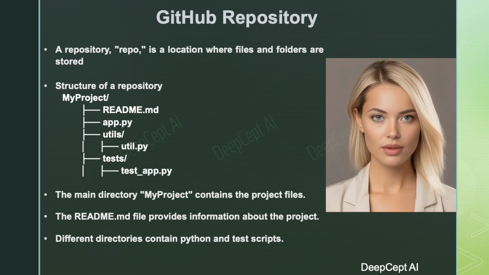The repository can have multiple branches, each representing a different line of development. For example, the main branch typically contains the stable version of the project, while feature branches may contain work in progress. The commits represent individual changes made to the files within the repository. Each commit has a unique identifier, a message describing the changes, and a timestamp.